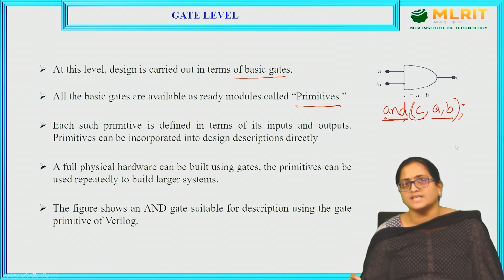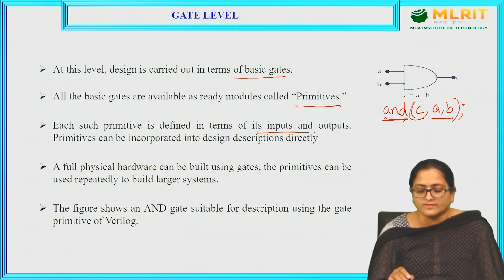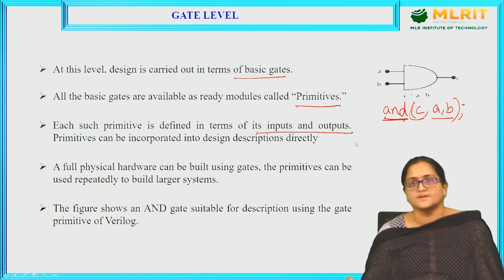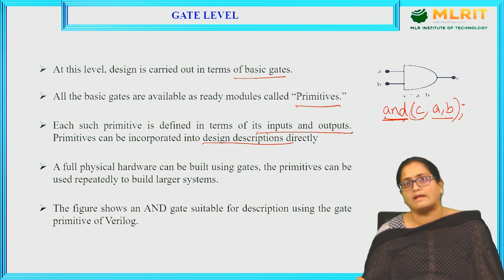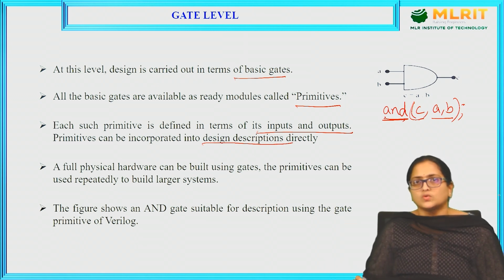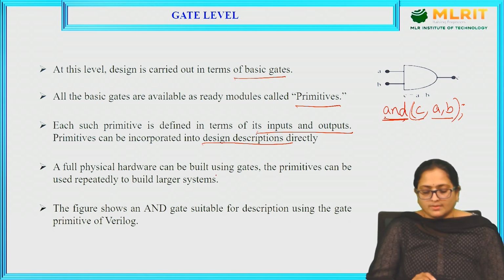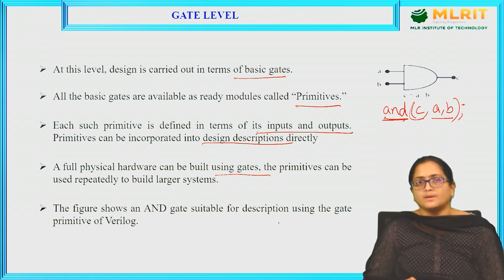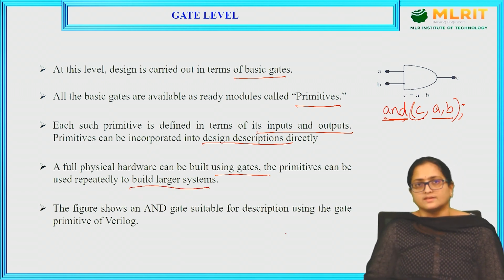The basic logic gates are available as ready modules called primitives. Each such primitive is defined in terms of its inputs and outputs. Primitives can be incorporated into the design description directly. A full physical hardware can be built using gates. The primitives can be used repeatedly to build a larger system.